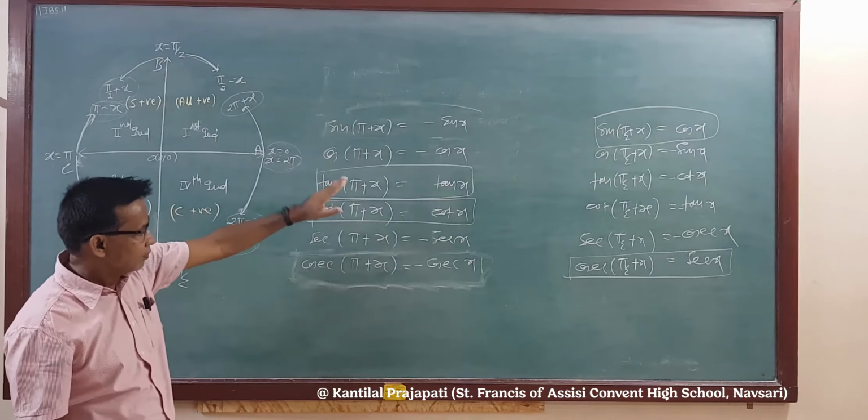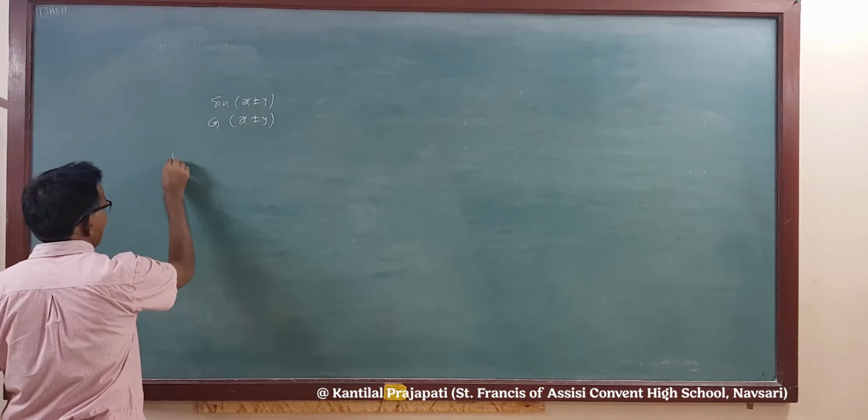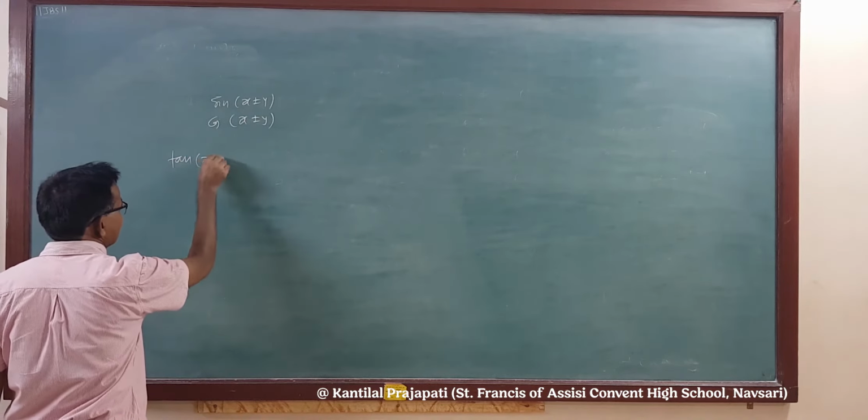Remember this. Okay, we have derived the formula of sin of x plus or minus y. We have derived this formula, and then we have also derived the formula for cos of x plus or minus y. Now we derive the formula of tangent of x plus y. Right, tangent of x plus y.